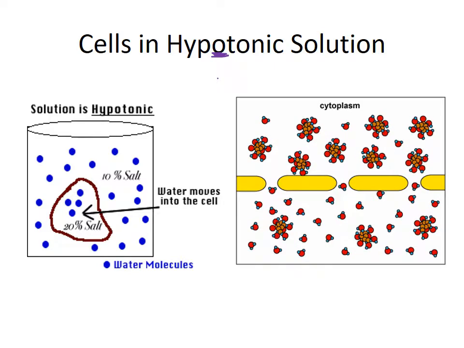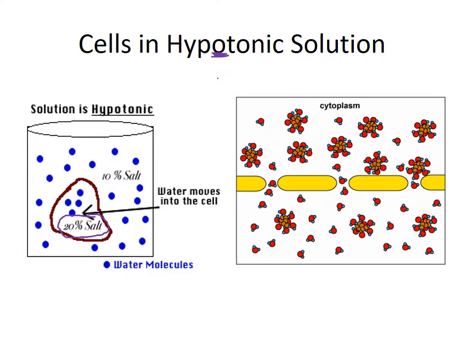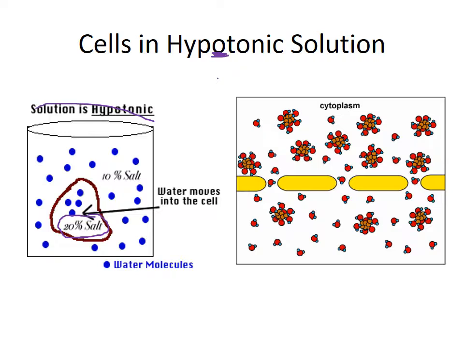In a hypotonic solution, what basically happens is you have a higher ratio of salt in the cell and a lower ratio of salt in the bloodstream.